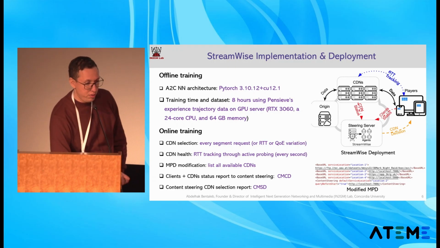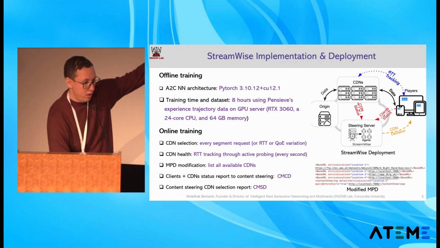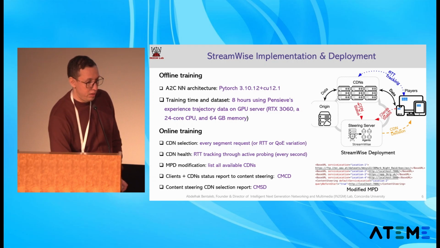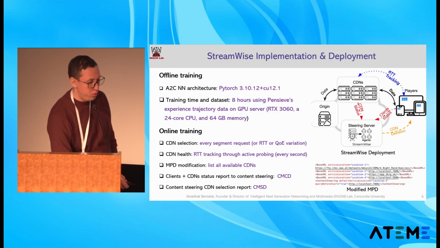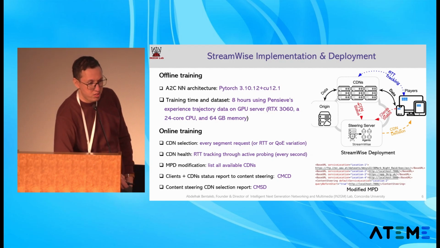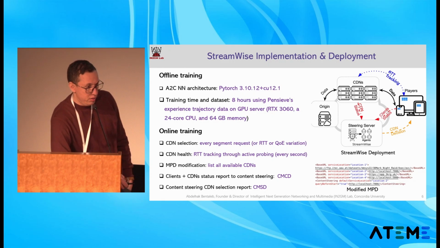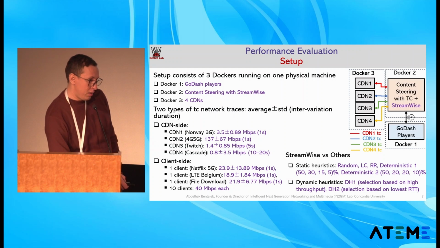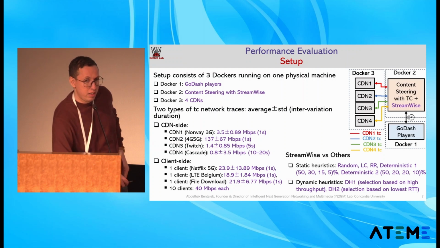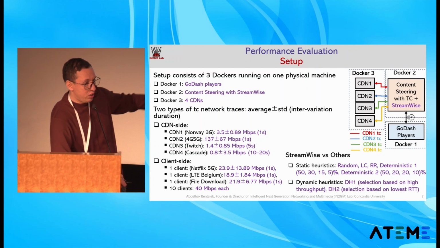Of course, we need to modify the MPD, where we added the locations of the CDNs. In our experiment, we used 4 CDNs. For training the model, we used 2 datasets. One is provided by the Microsoft Grand Challenge at MMSys, and the second one is from Pensieve, which is the first DRL-based ABR that was presented at the SIGCOMM conference. Here is a detailed setup where we have 3 Dockers.